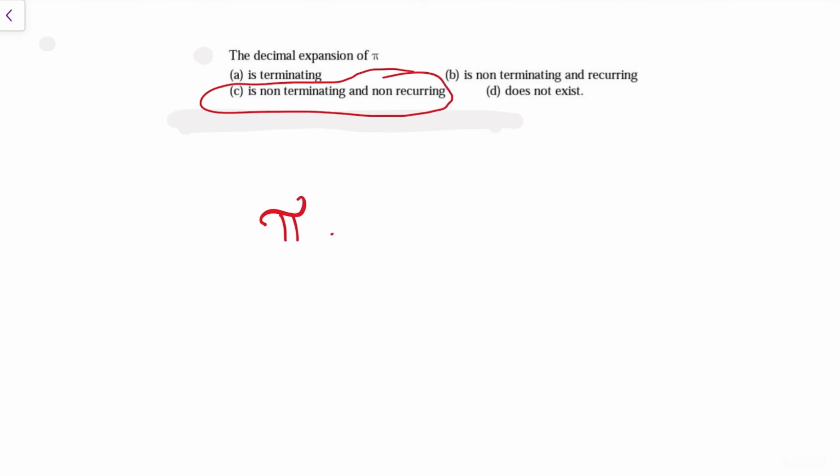Pi value is just approximately 22/7, but not exactly 22/7. So please don't get confused with that, because if we take 22/7 separately, 22/7 is in the form of p by q, so I can say that 22/7 is a rational number. But if we compare with pi, pi is an irrational number. So please don't get confused with that. Pi value is exactly not equal to 22/7. It is just an approximate value.